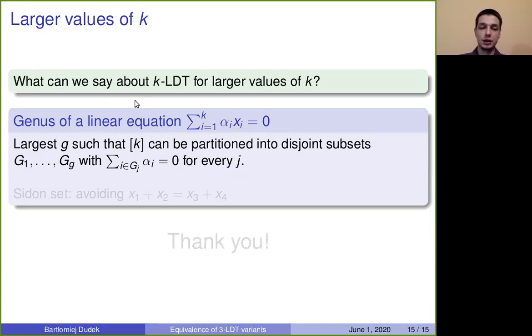For example, the smallest example for k equal 4 is the equation that the sum of two numbers is equal to the sum of the other two numbers. It is also known that there is a Sidon set, which exactly avoids this equation, and it is known that it cannot be too dense. So this is one reason, or maybe the first step, to approach this problem for larger values of k.